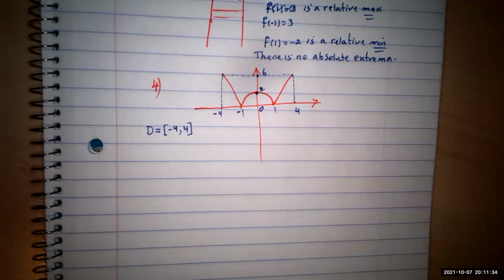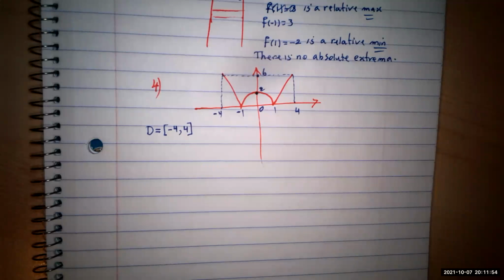Okay, Paul, absolute minimum of 0 and the relative maximum of 6. No, your absolute minimum is correct, but not the other one. Okay, any other suggestion? Just look at the situation they're going to.